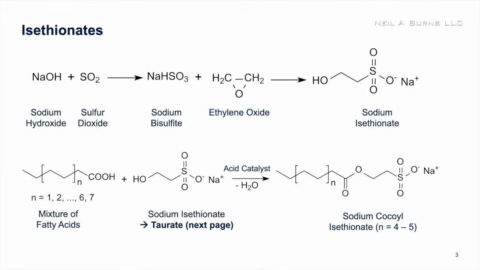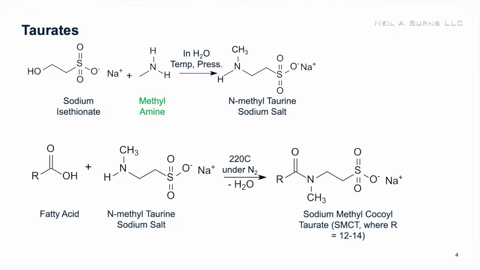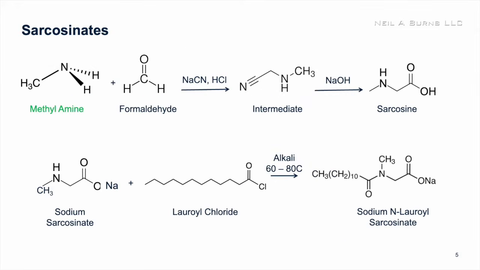As you know from a few videos ago, acethionates and taurates go together, acethionates being built on ethylene oxide. Sodium acethionate then is used as the starting point for the manufacture of taurates. Sodium acethionate plus methylamine, a couple of steps downstream, gets you the taurate. Also, sarcosinates, starting from a reaction between methylamine and formaldehyde, leading eventually to a sodium lauryl sarcosinate.